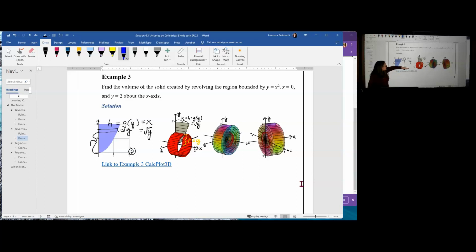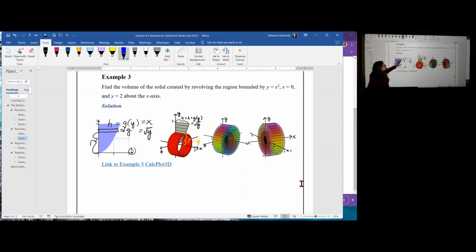Because our axis of rotation is horizontal, our strips must be horizontal, which makes the differential dy. Then I have to come to this equation for the curve, y equals x squared, and rewrite it in terms of the variable y. Solving for x gives me plus or minus the square root of y, but this is the right arm, so it is the principal square root, the positive square root of y.